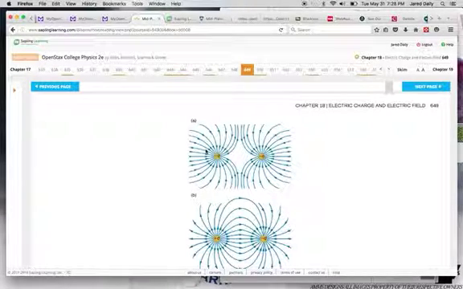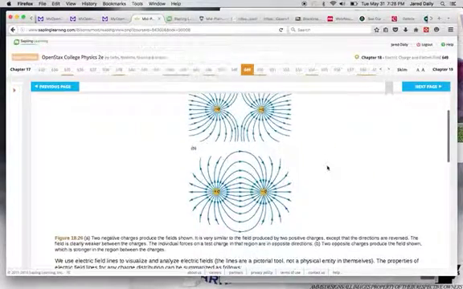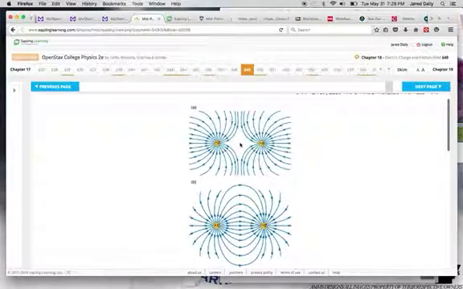Here they show some examples of how field lines behave. You have two negative charges here. The field lines push away from each other. They never cross each other, so they have a tendency to push on each other. In this case, you'll have a zero field in the middle.